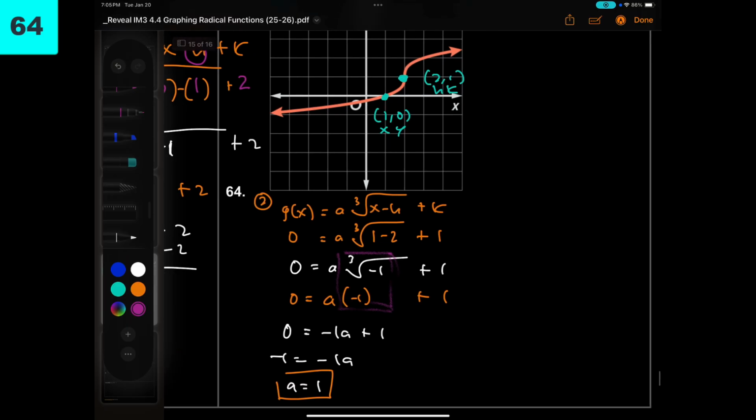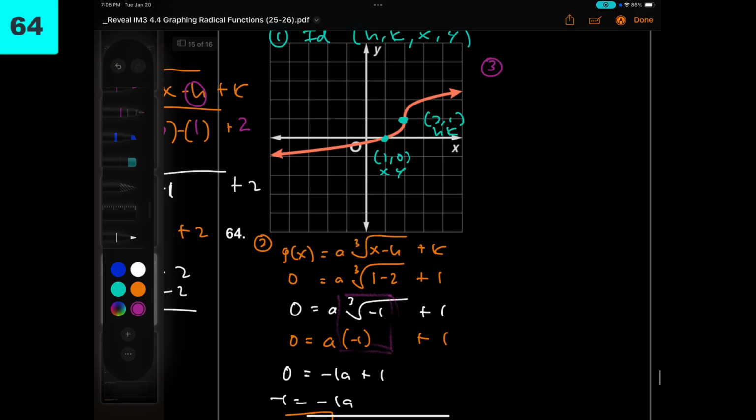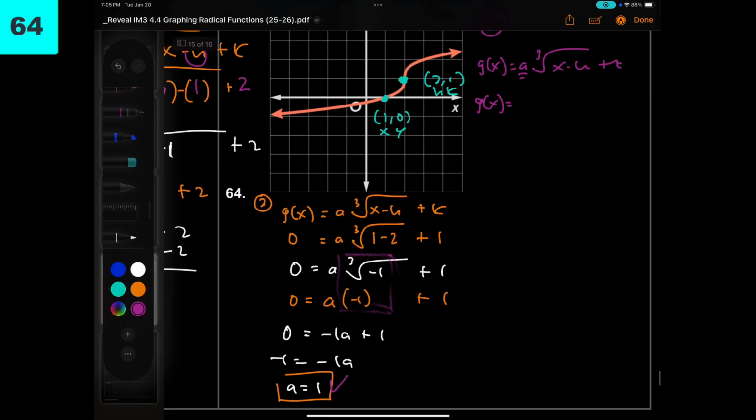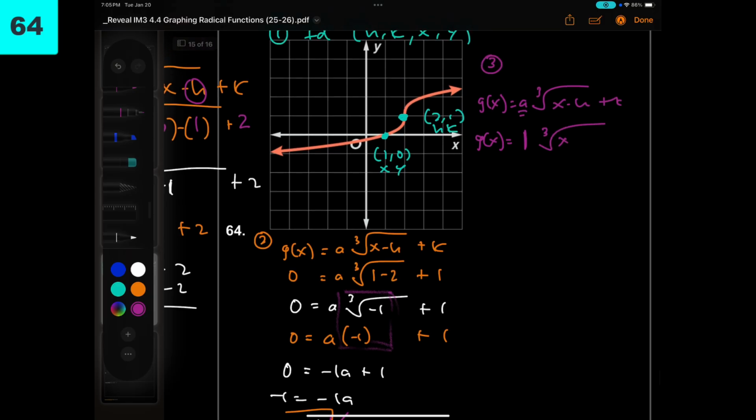Okay, let's write our equation now. To write our equation, just write the generic formula. g of x is going to stay the same. My a value is what we just found down here, so that's just going to be a 1. Then the h value is x minus 2, and then k is plus 1. And this is our answer.